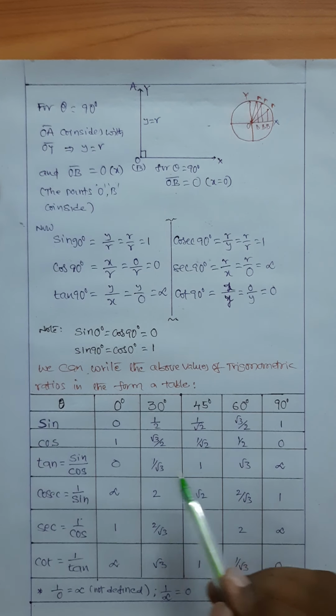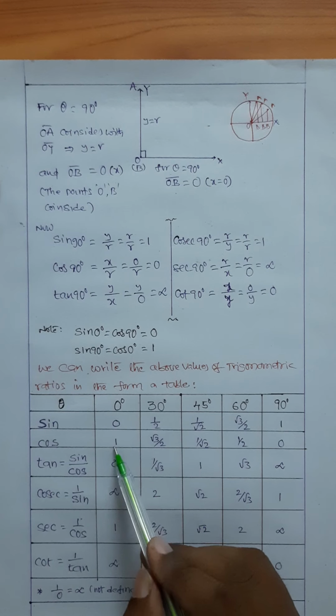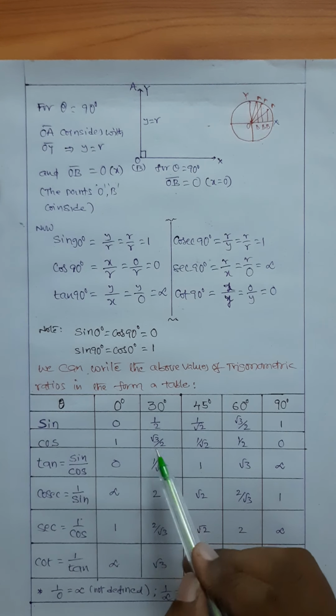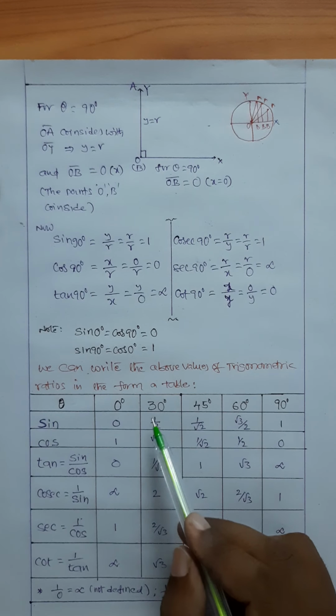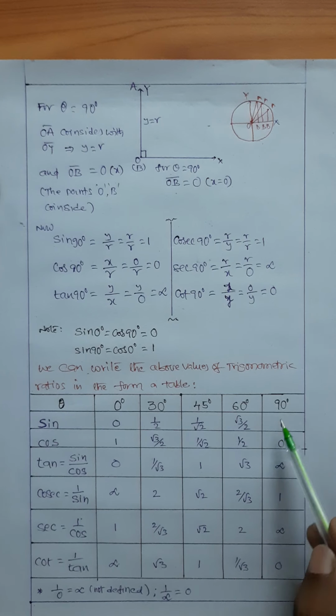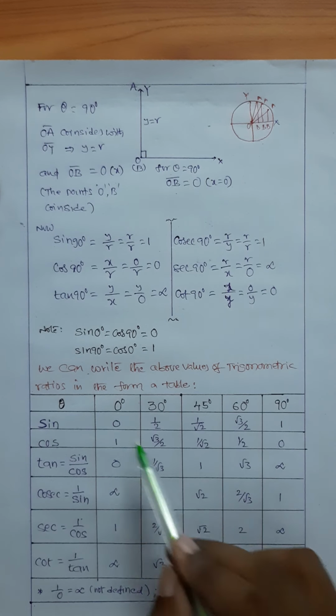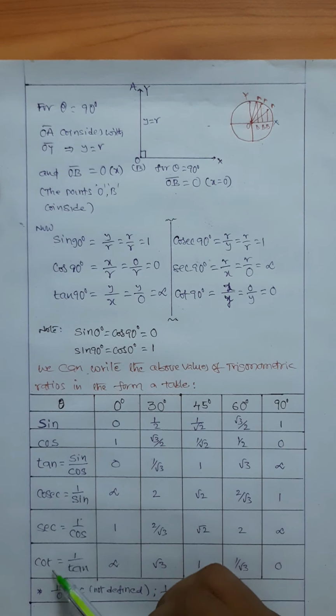If you write these values in the reverse order, you can get the values of cos. Cos 0 is equal to 1. Cos 30 is equal to root 3 by 2. Cos 45 is equal to 1 by root 2. Cos 60 is equal to sin 30, that is equal to half. Cos 90 is equal to sin 0 is equal to 0. So now you can get tan, cosecant, secant and cot easily.